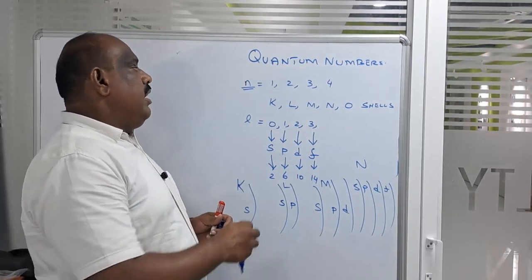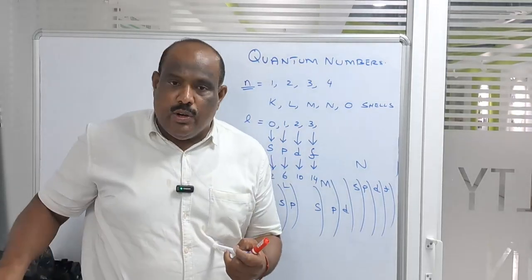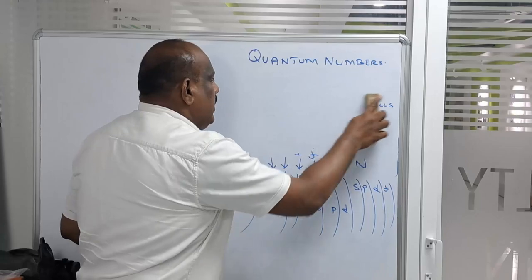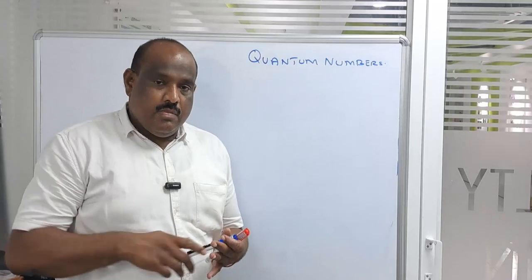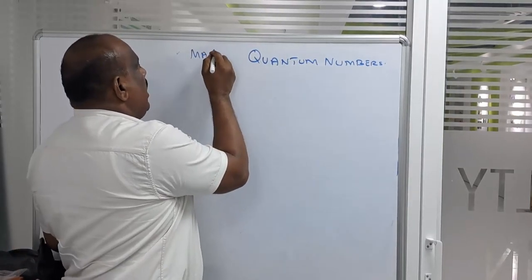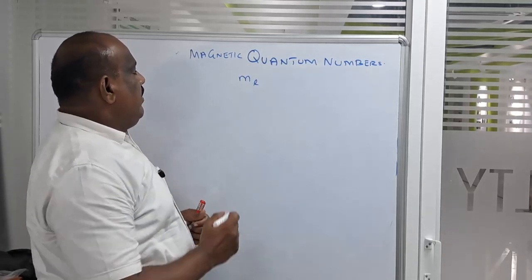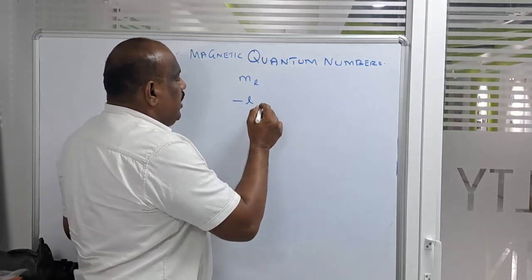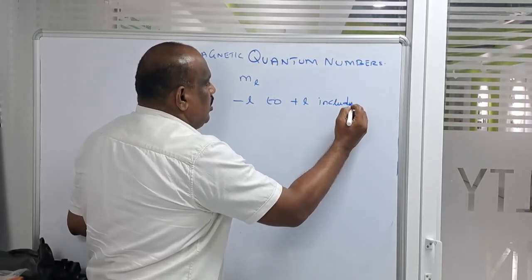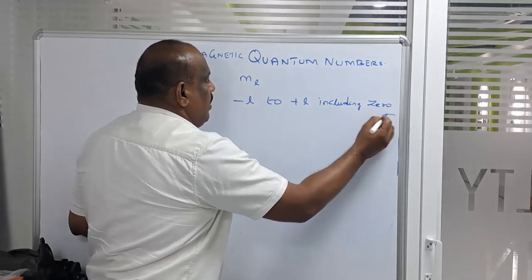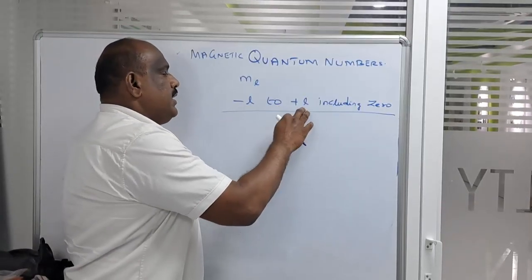So this is the way how we have to relate between the principal quantum number and the azimuthal quantum number or the secondary quantum number. Now let us move on to the third quantum number. It is called the magnetic quantum number, generally designated as ML. It will be varying from minus L to plus L including 0. How to find the value of ML? This is the formula: minus L to plus L including 0.